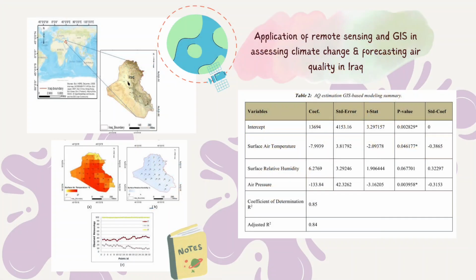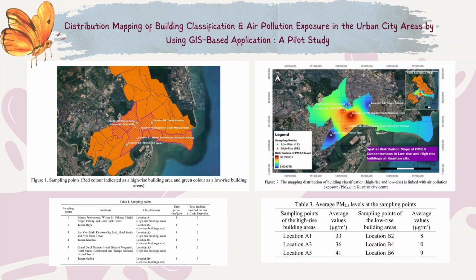So this is an example application of remote sensing and GIS, climate change and forecasting air quality in Iraq. So this is for Malaysia. They study air pollution exposure in urban city areas like Kuantan and Peninsular Malaysia.